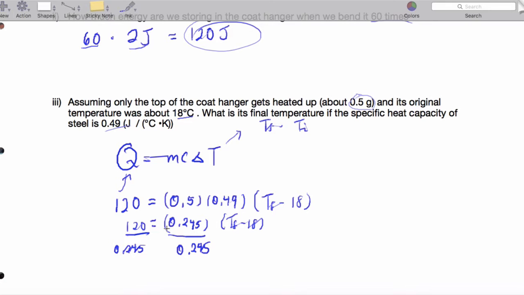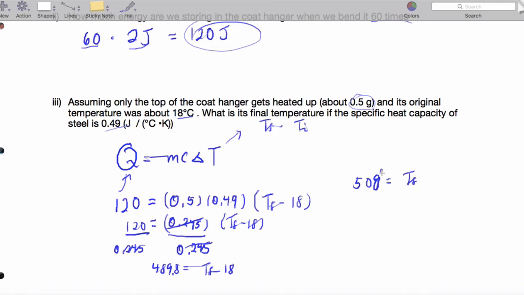All right, there we go. This cancels. So 120 divided by 0.245, yeah, I'm getting 489 here. So when I actually work this out, I'm going to end up getting about 500. Actually, I'm getting 489.8. So when I round this out, I'm going to end up getting T final is about 509 degrees. Is that right? 508 degrees, sorry.